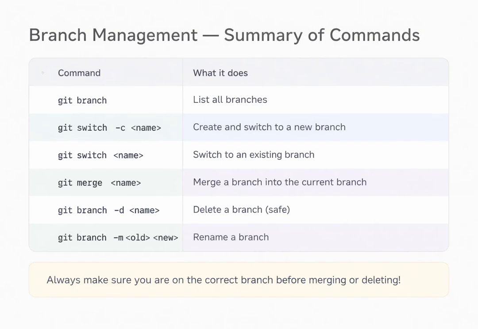Let's put together a quick reference of all the branch management commands we've covered. Git branch lists all your branches. Git switch -c with a name creates and switches to a new branch in one step. Git switch with just a name switches to an existing branch. Git merge merges another branch into whichever branch you're currently on. Git branch -d safely deletes a branch. And git branch -m with the old and new names renames a branch.